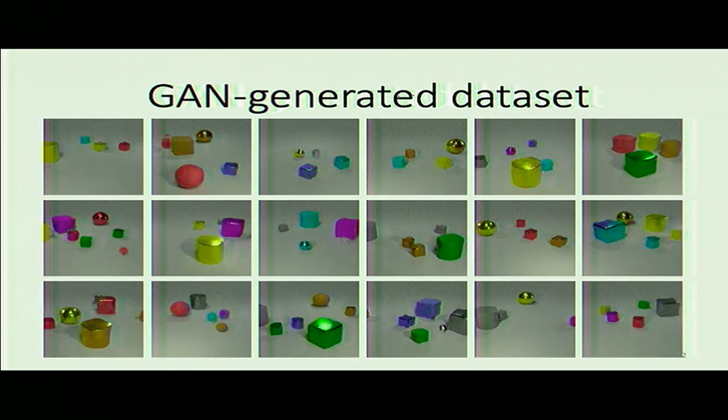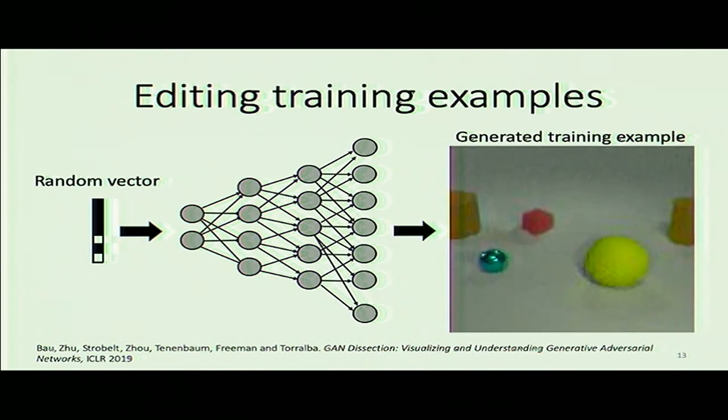The nice thing here is that as we are actually using a GAN, we can edit the images. This is actually derived from work from David Bau and others, which was presented at ICLR 2019 this year.